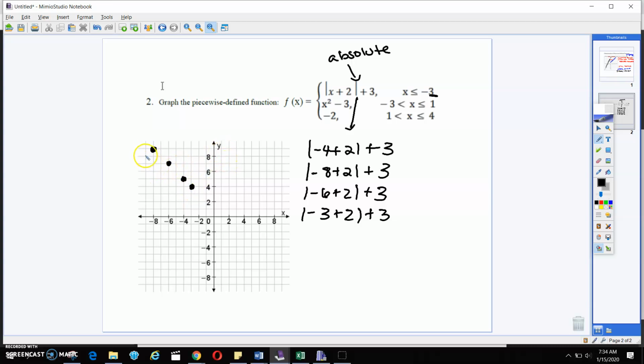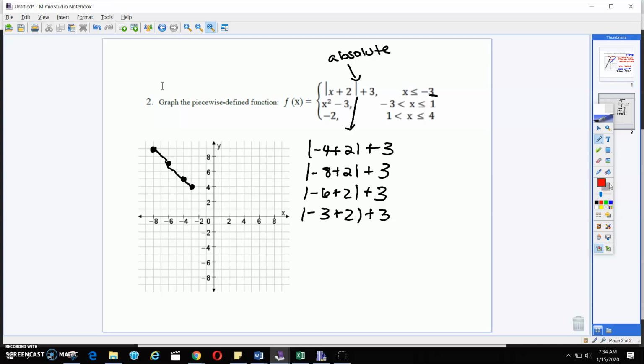Okay, so now I'm going to connect all of these dots. If I can draw a straight line on here. Do you see this? Perfect. Yeah, right? Okay. So that was just the first piece.